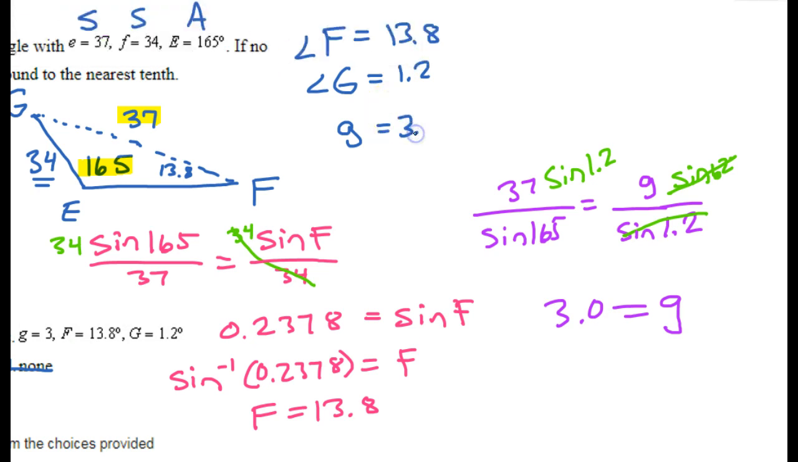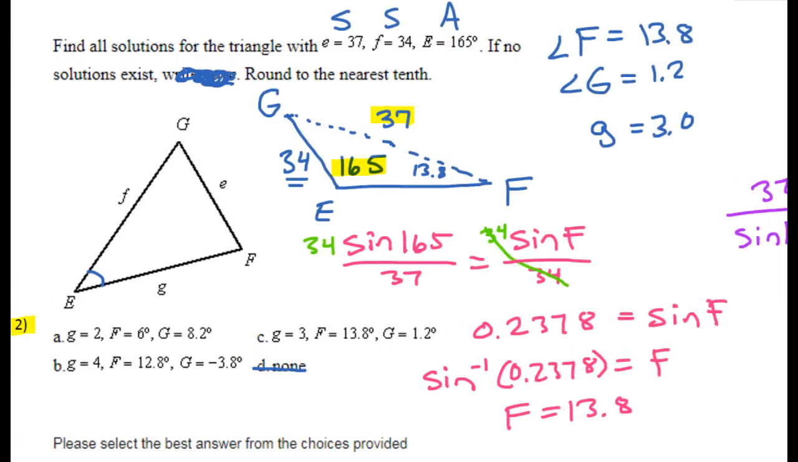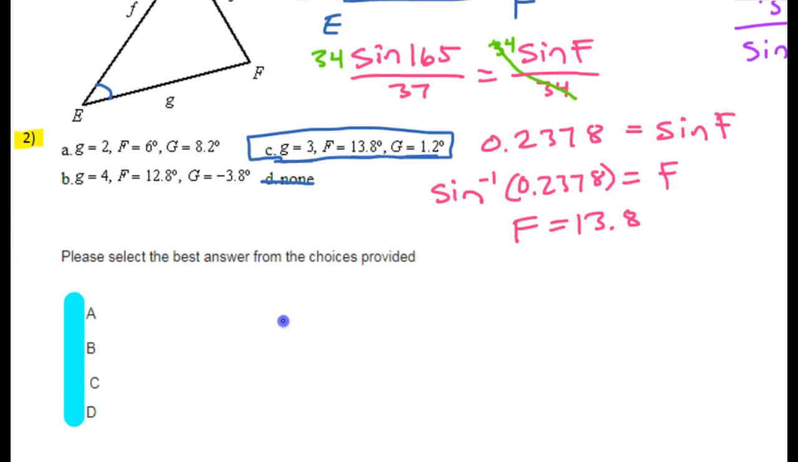So these are the three values that I'm looking for among my answers. F is 13.8, which I see right here. Angle G is 1.2, which is right here. And side G is 3, which is right here. So it looks like we found it. The answer should be C. Now let's check the official answer and make sure that we got it right.